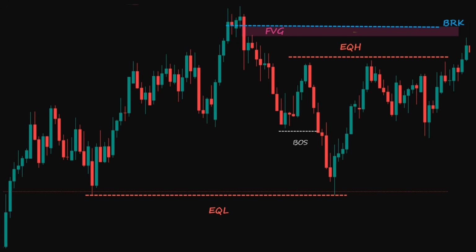That's where we can expect a proper reaction. So even though price pushing through this high technically looks like a bullish structure break, that doesn't automatically mean we're shifting into an uptrend. In this context, that break is more likely just a liquidity sweep, not the start of a reversal. This is where a lot of traders get confused.